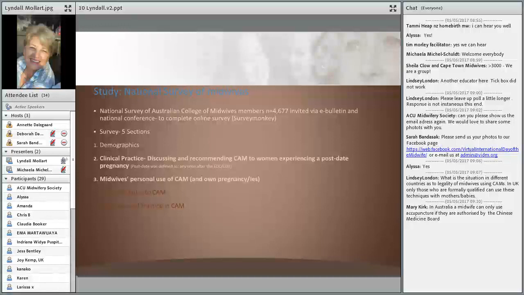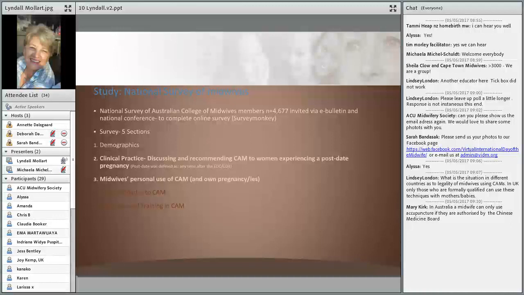So, we undertook a national survey of Australian midwives. To do this, the best way, we felt, to capture the majority of midwives was to access the Australian College of Midwives Association, which has 4,677 registered members in all states and territories of Australia. They also had the option where all the registered midwives receive a weekly college e-bulletin. So when we calculated the sample size to have sufficient statistical power, it was 375 participants with a 5% margin of error and a 95% confidence interval.